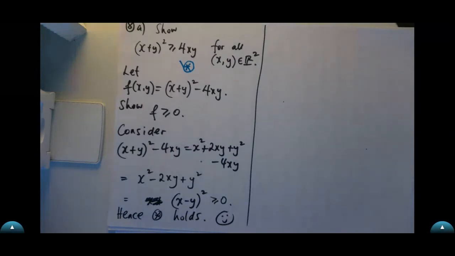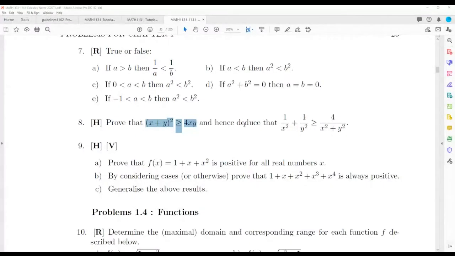All right, so keep the suggestions coming. The second part of this is a little bit more complicated. Let me go back to my PDF. So the second part is: hence deduce that this holds. Now, who can tell me, what does the word hence mean to you? When you see the word hence, what do you understand by it?